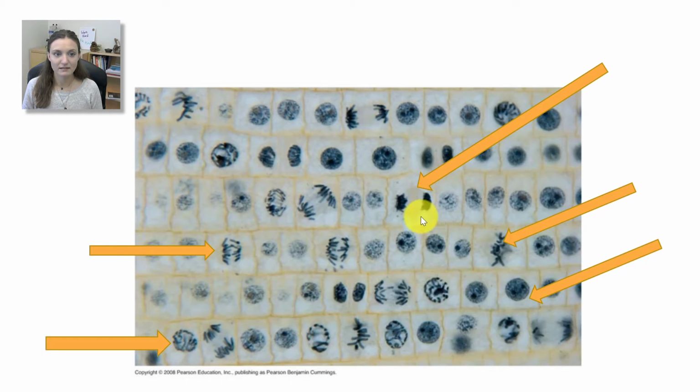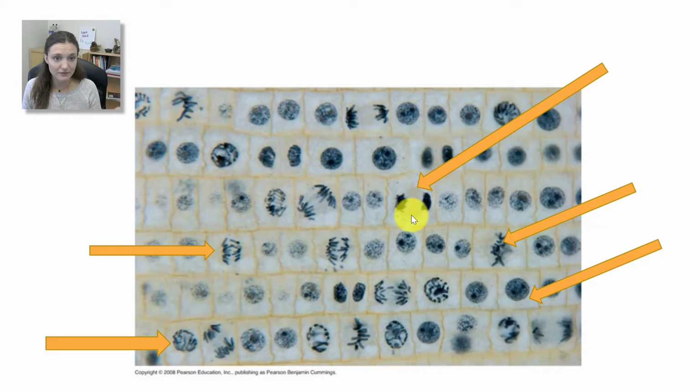This one right here, DNA is separated. We're starting to build two new nuclei. This kind of yellowish stuff in the middle, that's a new cell wall that's being constructed. So this would be telophase and cytokinesis.